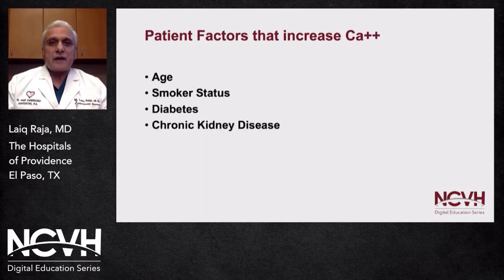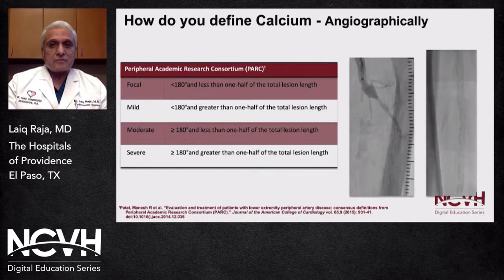There are certain risk factors which are related to calcium. As we get older, there is more incidence of calcium, but three main things are smokers, diabetes, and chronic kidney disease. And they are sort of additive to one another. Somebody who has all these four risk factors, we usually see a severe, heavily calcified vessels.